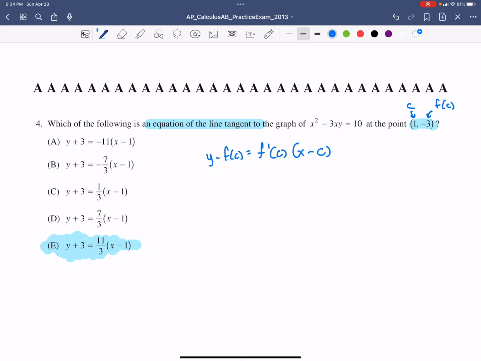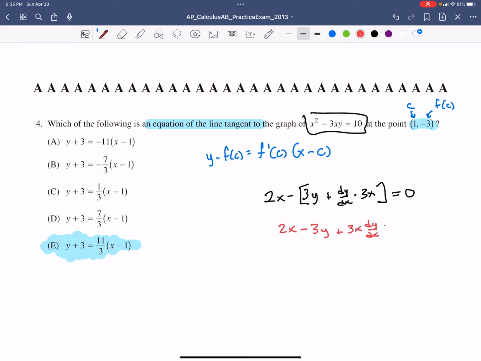So first we've got to find out what my f prime of x is. So I've got to take the derivative of this, and this looks tricky. You're going to get 2x minus, and then you're going to use the product rule. So 3xy gives me the derivative of 3x, which is 3, times y, plus the derivative of y, which would be dy/dx, times 3x. That's the product rule, equal to 0. Now I'm just going to distribute some stuff: 2x minus 3y plus 3x dy/dx is equal to 0.